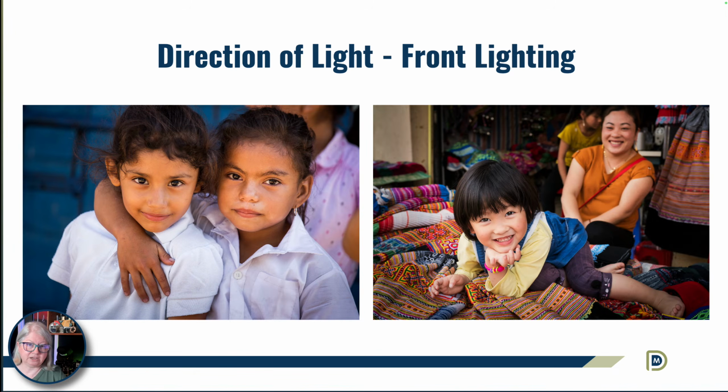So let's take a look at some examples of directional light and how they play out with your subject. Here the light is literally behind me. Front lighting on the subject will be behind you, behind the camera. If the light is falling directly on the subject, you get fairly even light like this.